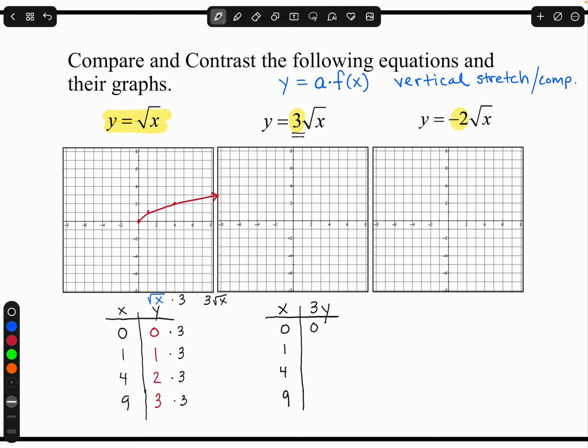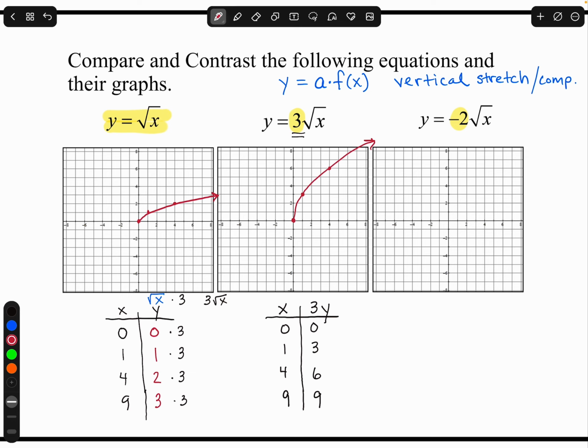So 0 times 3 is 0. 1 times 3 is 3, 2 times 3 is 6, and 3 times 3 is 9. Let's go ahead and plot these. Our original point is still on the origin because you can't really stretch it off the origin. Instead of going over 1 and up 1, we're going to go over 1 and up 3, so we're at the point 1, 3. We're at the point 4, 6. And we'd be at the point 9, 9, which would be way up here somewhere. It doesn't have to be super accurate because it's off the graph, but this is what we're looking at.